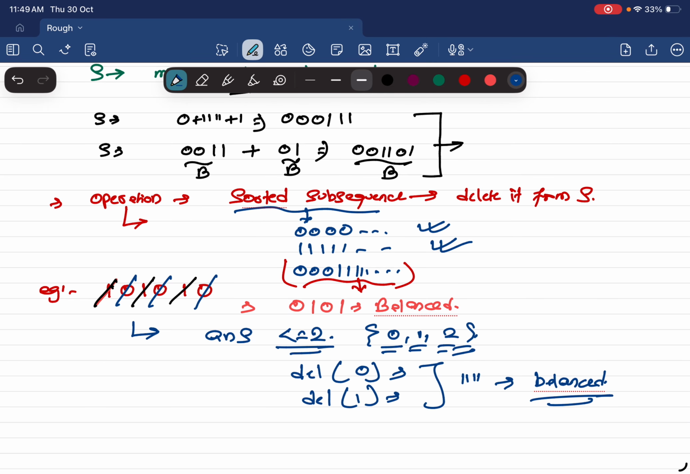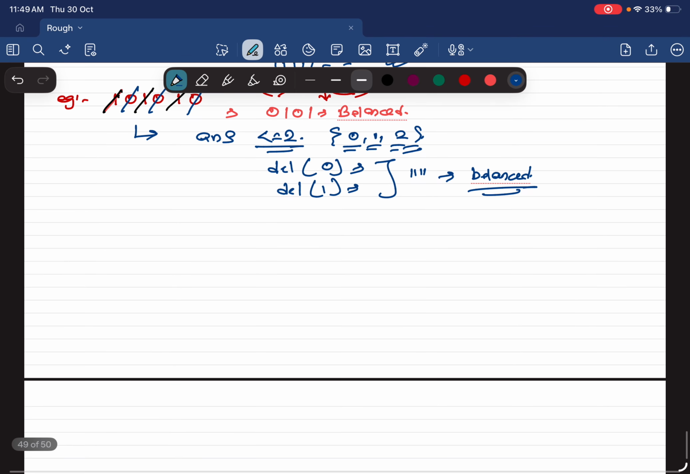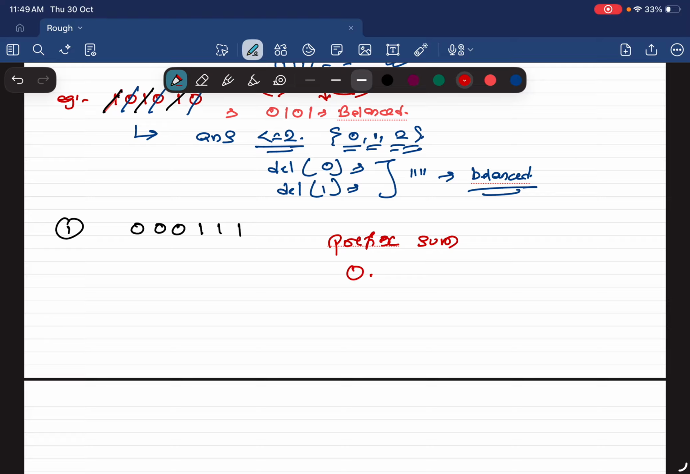Let's see the cases when my answer will be 0, when it will be 1, and when it will be 2. Okay, let's take the first example. To check balance, we will take its prefix sum. Whenever the character is 0, we will do balance plus plus, or basically add plus 1. Whenever the character is 1, you will simply subtract 1 from the balance.